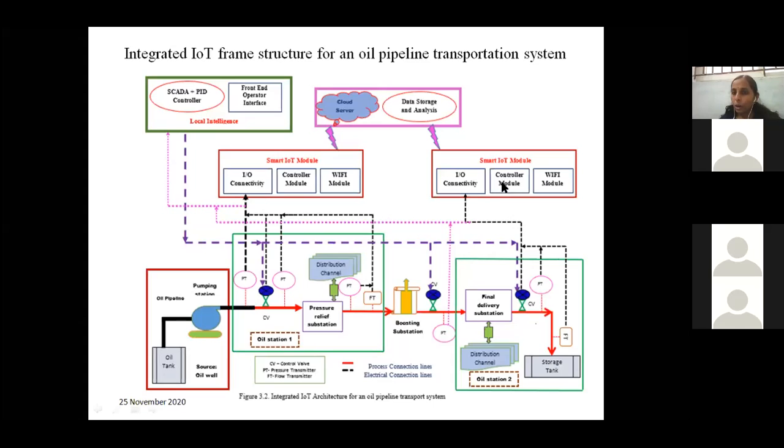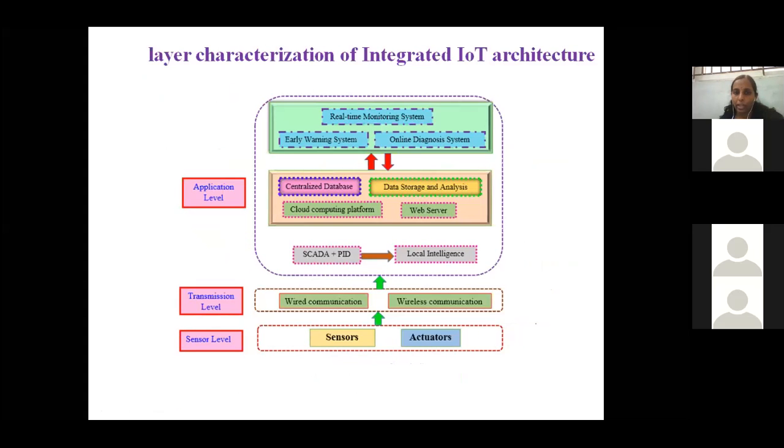So for this controller module, you can give the input directly to this IO, or through a PLC. This controller is simply Arduino based. For the Wi-Fi module, we have used the Bolt IoT module, and at the cloud server, data storage takes place and data analysis also takes place. Here at the field, we have a SCADA based PID controller as the local intelligence part, which is the PLC part available locally. So this is the integrated IoT architecture.